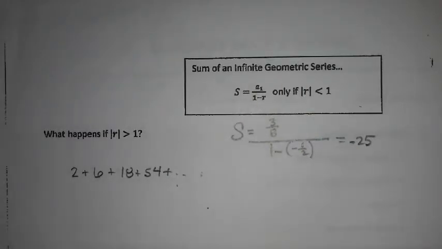You cannot compute an infinite geometric series value if the ratio is anything other than really a fraction that's less than 1, or a fraction that's greater than negative 1. Does this make sense? Okay.